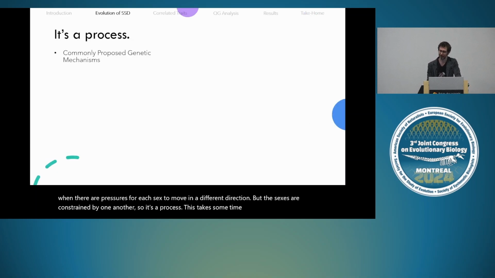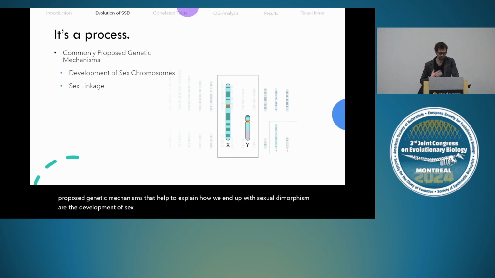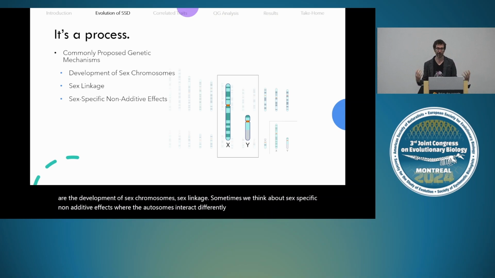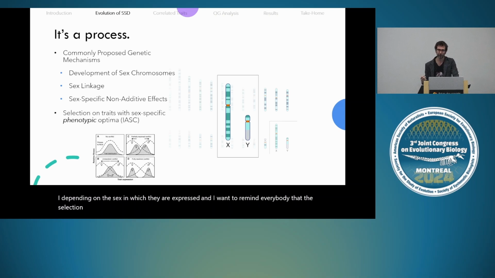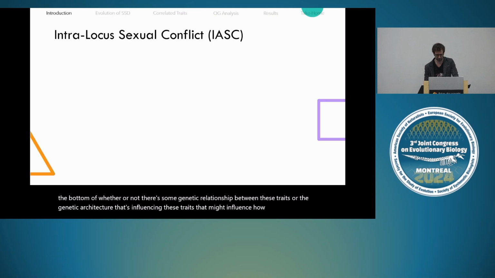Some commonly proposed genetic mechanisms that help to explain how we end up with sexual dimorphism are the development of sex chromosomes, sex linkage. Sometimes we think about sex-specific non-additive effects where the autosomes interact differently across loci depending on the sex in which they are expressed. And I want to remind everybody that the selection that's occurring here is selecting for phenotypes. So even though we're thinking about genetic mechanisms, this is still occurring in terms of phenotypes. So we want to get to the bottom of whether or not there's some genetic relationship between these traits, or the genetic architecture that's influencing these traits, that might influence how sexual size dimorphism evolves.